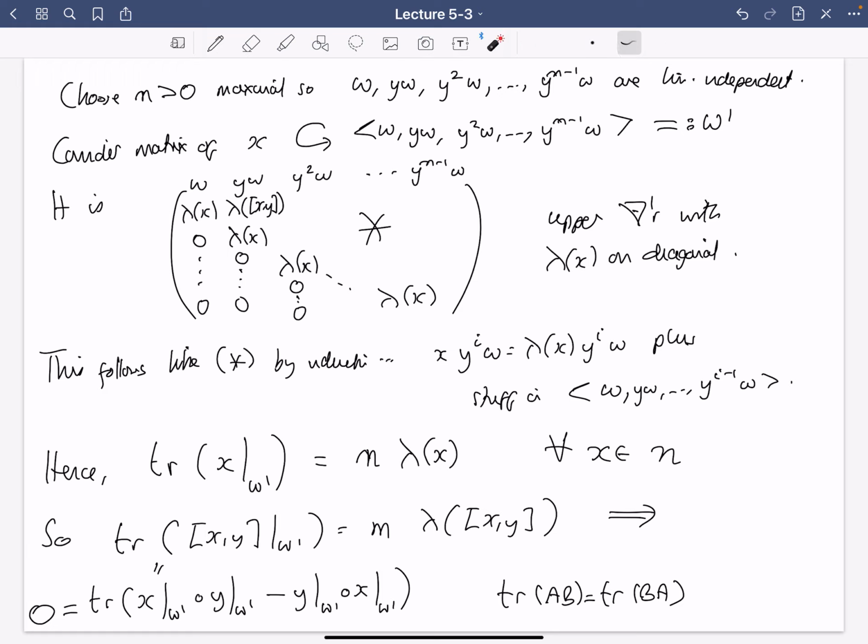So we're really nearly there. We've shown that m times lambda xy is 0. And finally, we've got to divide by m, which we can do because we're in characteristic 0. And that's the end of the proof. But just note right here, this uses characteristic 0. So that's why that assumption is essential in Lie's theorem.